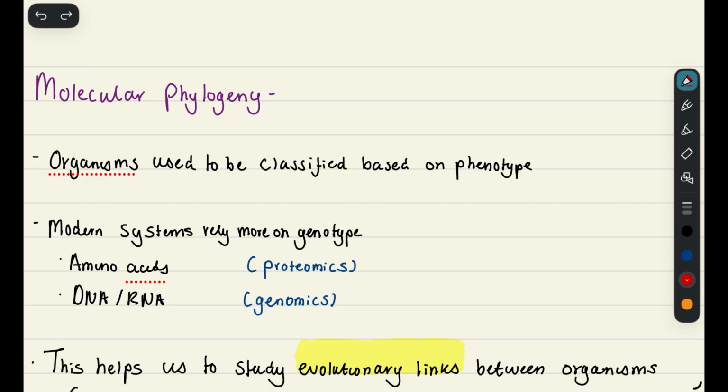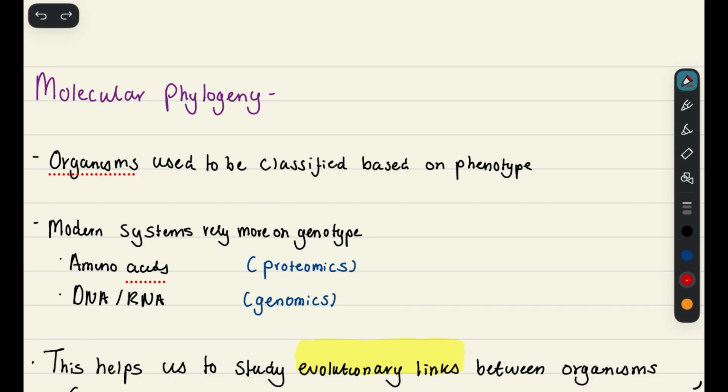But now modern systems rely more on the genotype, or the combination of alleles present in the gene. Typically they use amino acids, which is called proteomics, and we also have DNA or RNA sequences, which is called genomics. And make sure as well, bad on me for not writing it here, that we are talking specifically about the sequence. If we have more similar sequences of amino acids or DNA and RNA, we're more closely related because we're going to make similar proteins. If we make similar proteins, we're going to get similar phenotypes. That's the whole basis behind it.